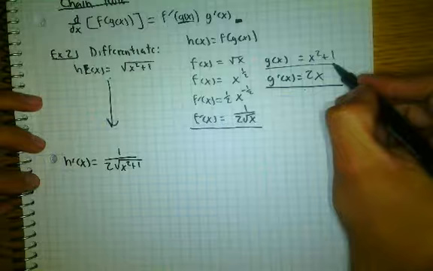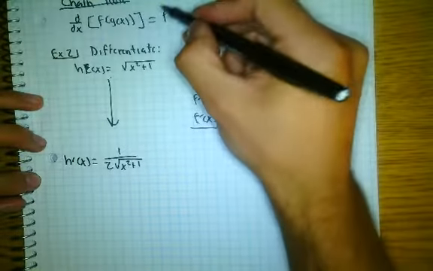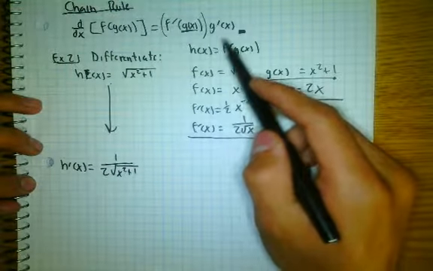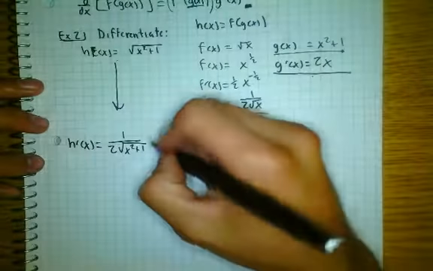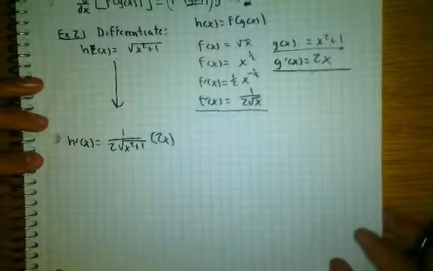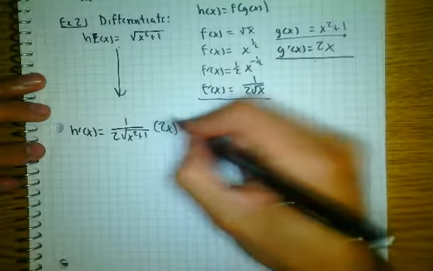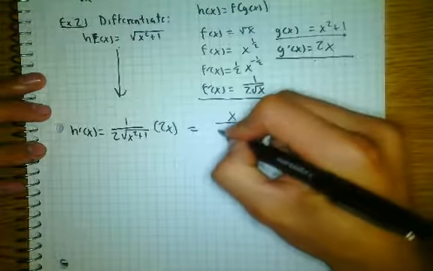Notice that once you have this right here, you have to multiply by the derivative of g of x, which in this case is 2x. Now, if I clean this up, the 2's can cancel away. Agreed? X divided by the square root of x squared plus 1. Now, I would just leave it there.